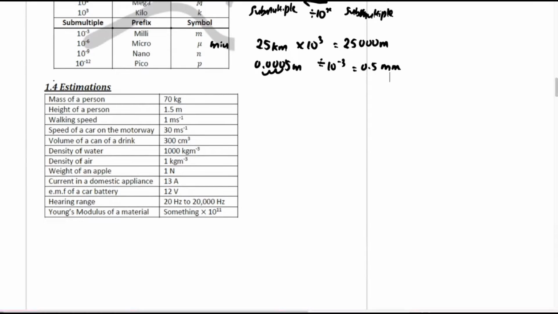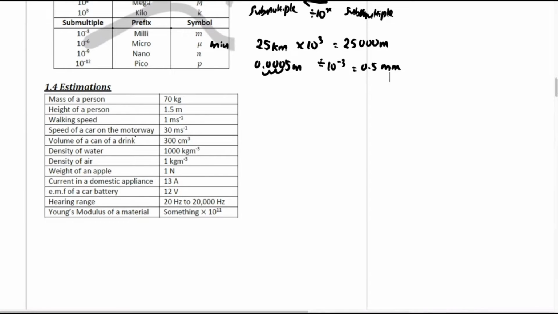Even this estimation, you need to roughly remember the value. For example, mass of a person is about 70 kg. If you say 700 kg, it is not suitable, so you have to remember the rough value. Height of a person is 1.5 meter, around this. Walking speed is 1 meter per second. How to remember this speed? Imagine in 1 second you maybe step forward one step, and one step is about 1 meter. So that kind of idea.